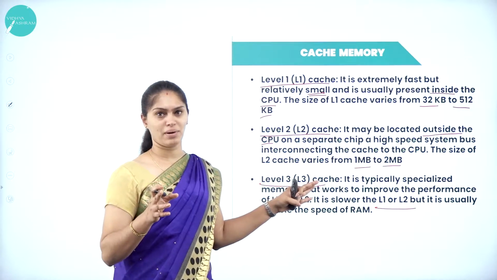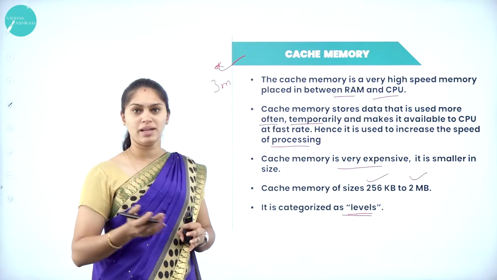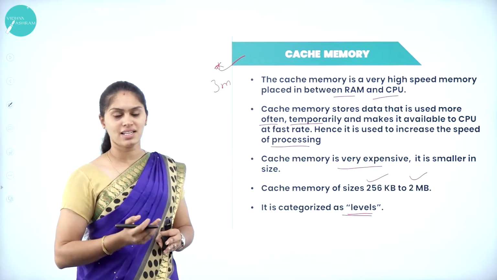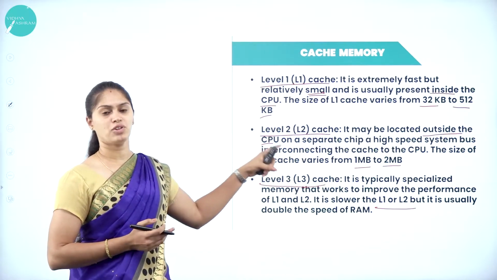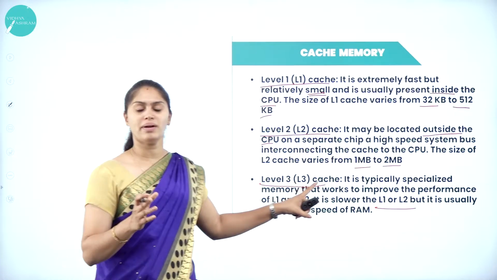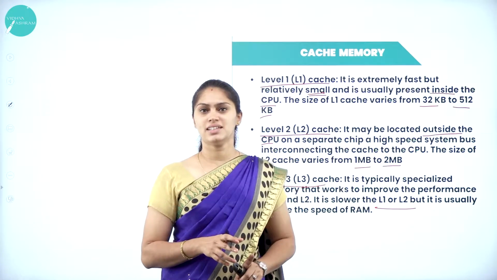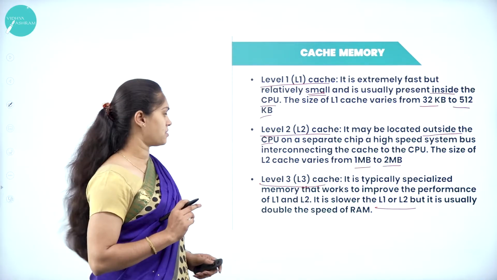In this you have to keep it in mind: what is cache memory, where it is located, what is the size, and how the levels of this cache memory are categorized. There you have to explain level 1, level 2 and level 3, and mention whether it is present inside the CPU or outside the CPU along with its size.